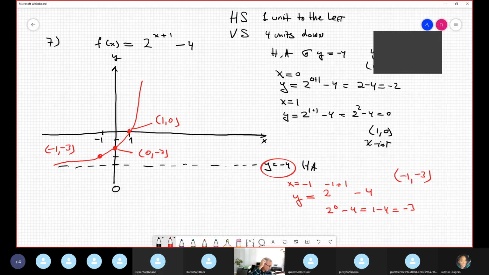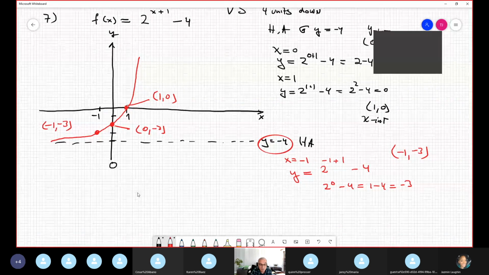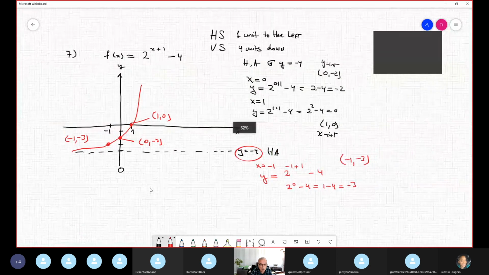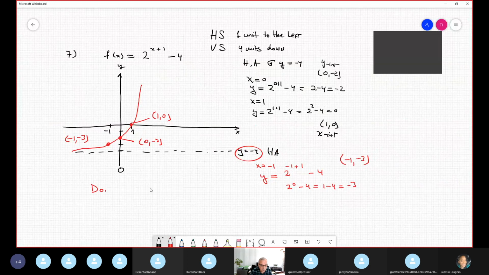Wait, I forgot something. I forgot domain and range. Okay, domain. What is the domain? The domain is always all real numbers for the exponential.